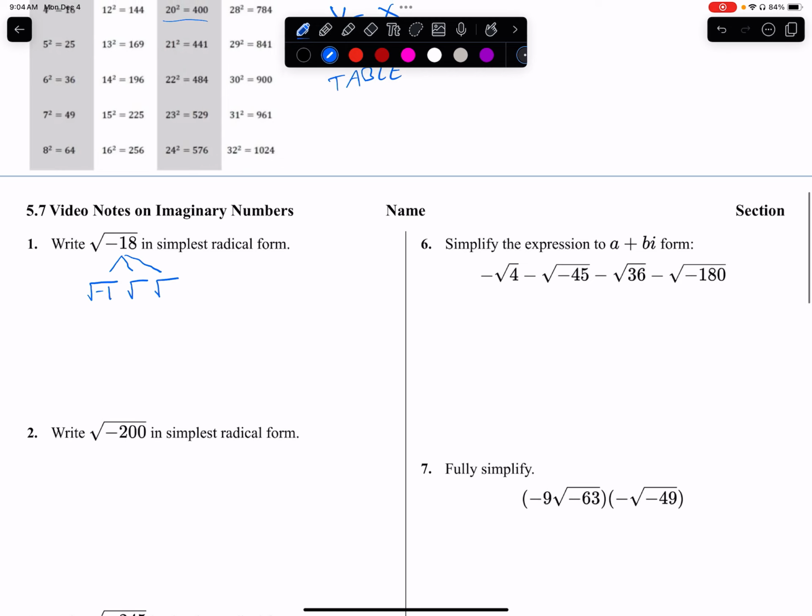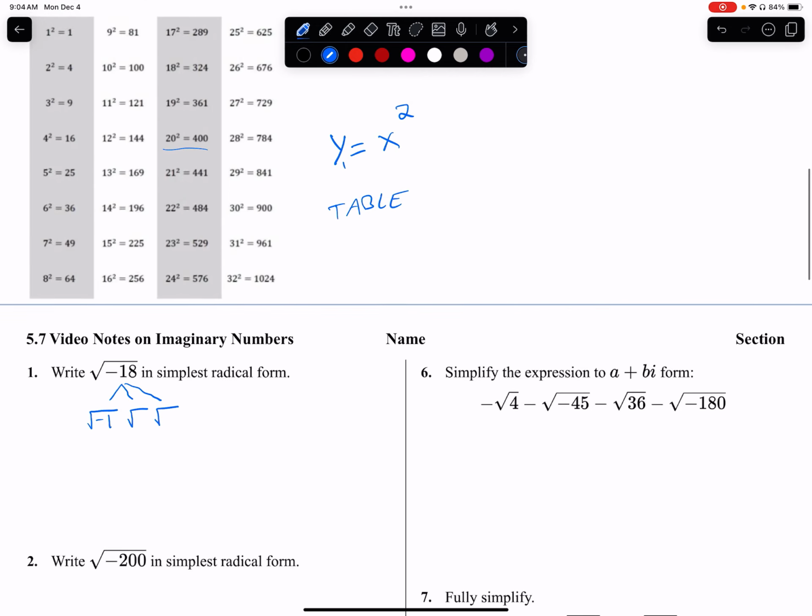So if you look at the list of perfect squares, what perfect square goes into 18? You can see 9 is the value that goes into 18, so 9 times 2 is 18. And then we're breaking this down into simplest radical form. All right, so here we go step by step.